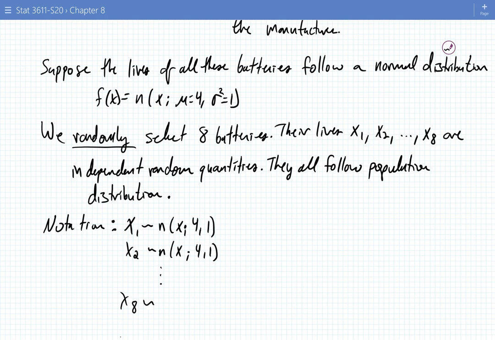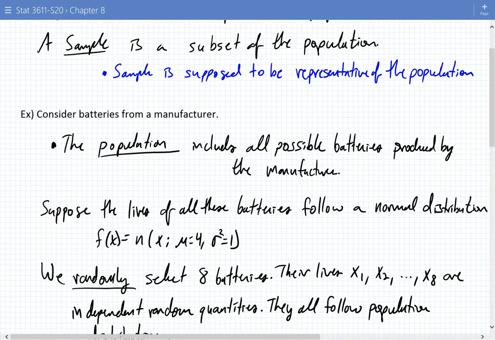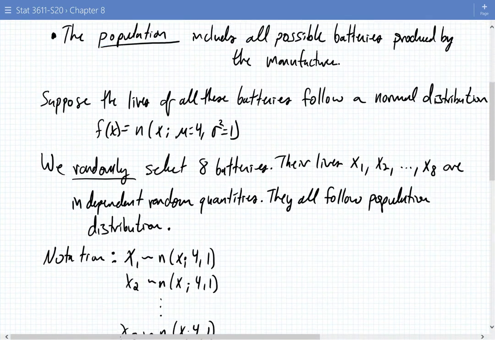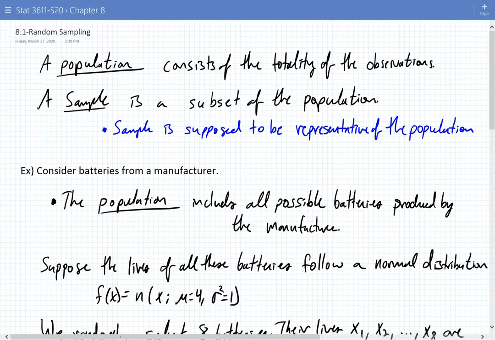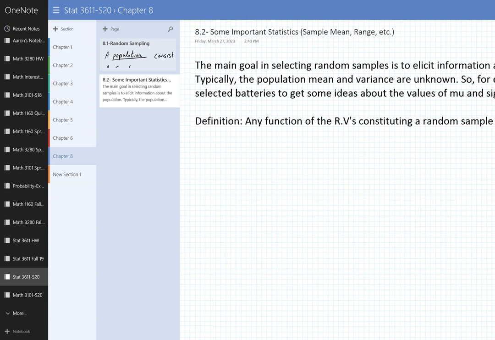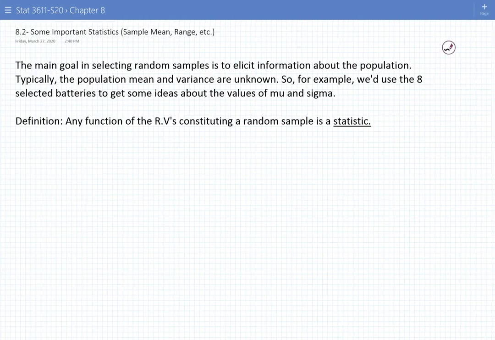We would say all of these follow a normal distribution with a mean of 4 and a standard deviation of 1. Okay? All right. So really what we're doing here is we're just setting some things up, talking about populations and samples, and setting things up for section 8.2, where we are going to talk about some of the statistics that you can get from these samples.